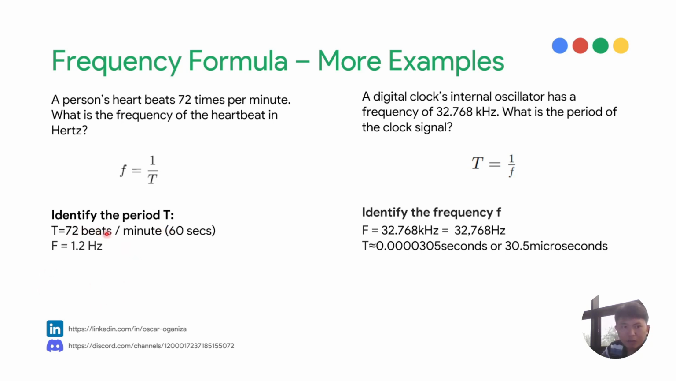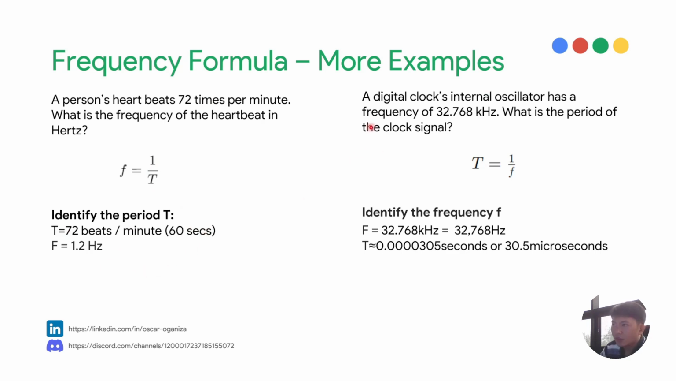72 beats. Divide by 60 first. 72 divided by 60 is 1.2 hertz. Okay. So you should not leave it as 1 minute. You have to make sure that you always use seconds. Okay. So the frequency is 72 over 60, which is equal to 1.2 hertz.